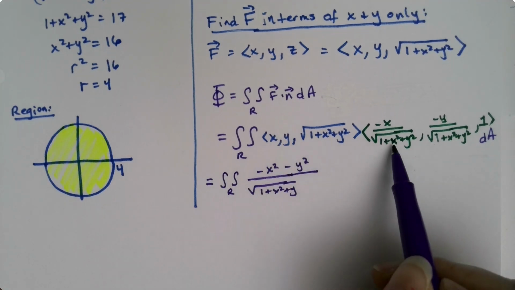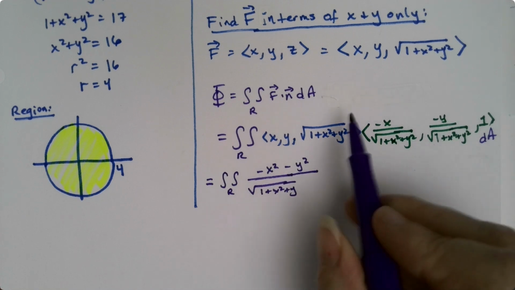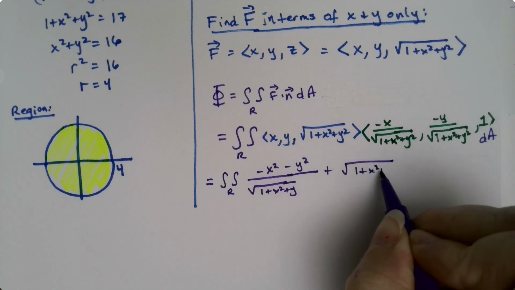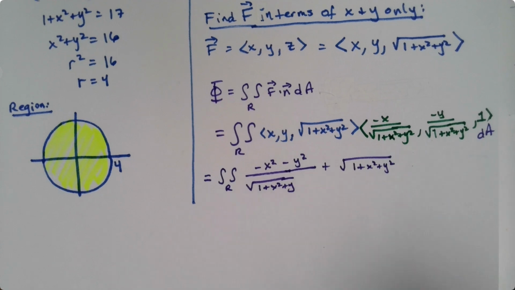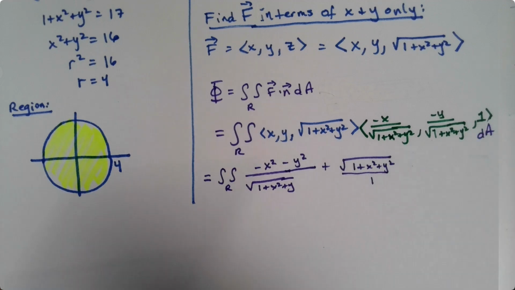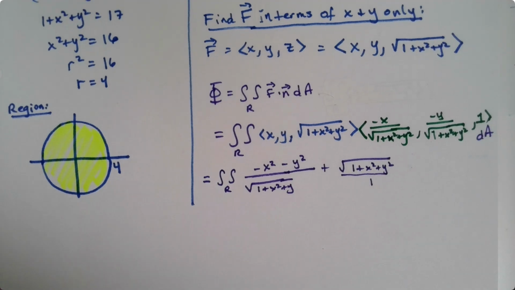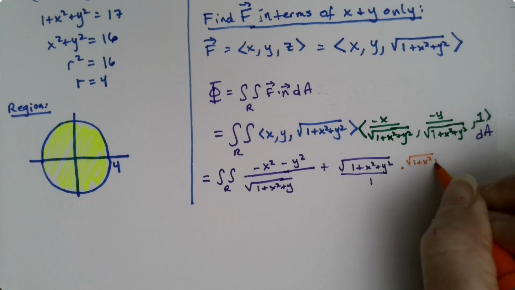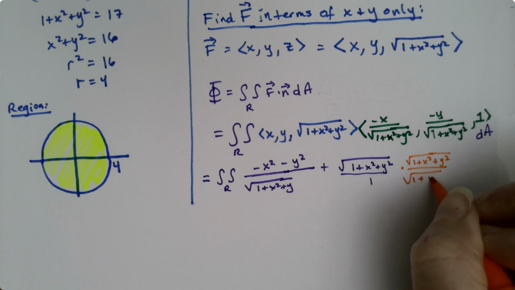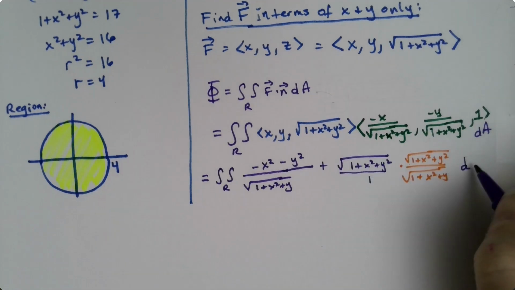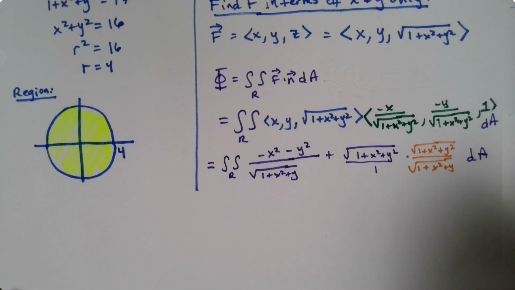So x squared over this minus y squared over this, plus, now this last term will be the square root of 1 plus x squared plus y squared. Now, they are not like terms. This is over 1, because it's times 1. So you can probably guess where I'm about to go with this. I'm going to multiply this one by that common denominator, the square root of 1 plus x squared plus y squared over the square root of 1 plus x squared plus y squared, dA. So I'm doing a little bit of algebra inside my integral.